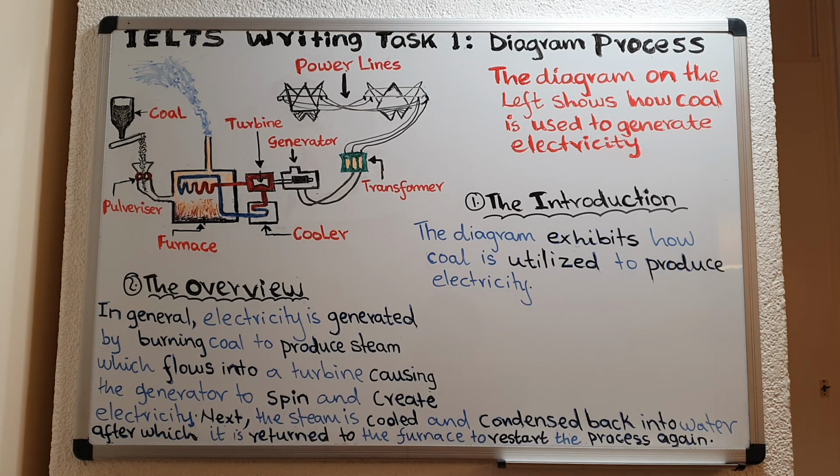So far, you have described a few steps, and those are the key steps. Remember, this is the overview, so you're not expected to be so detailed, but at the same time, you're supposed to provide a summary of all the key steps. The first step is the burning of the coal. Once the coal is burned, steam is produced, and this steam flows into a turbine, causing the generator to spin. To spin is to go round, to spin and create electricity.